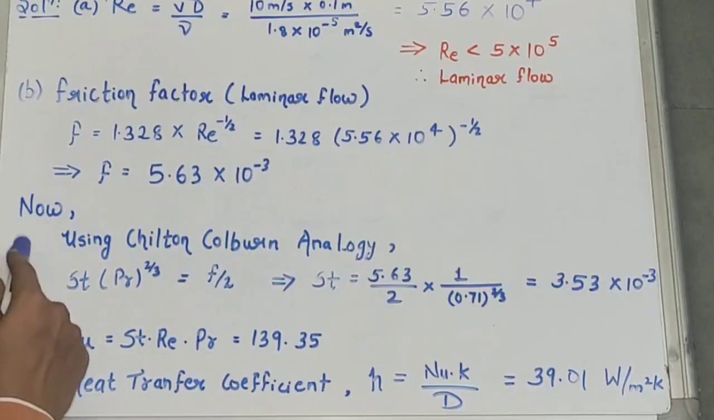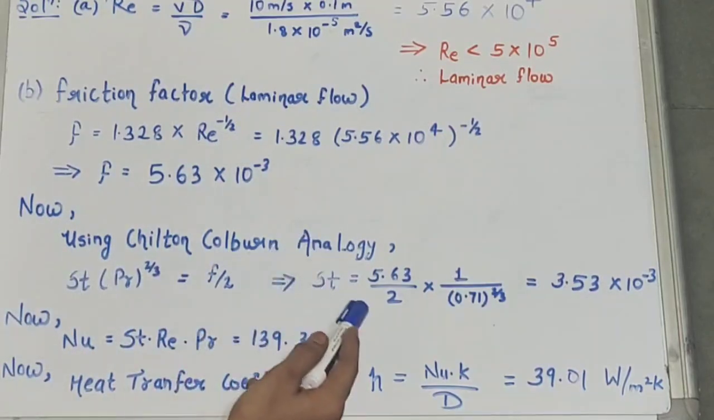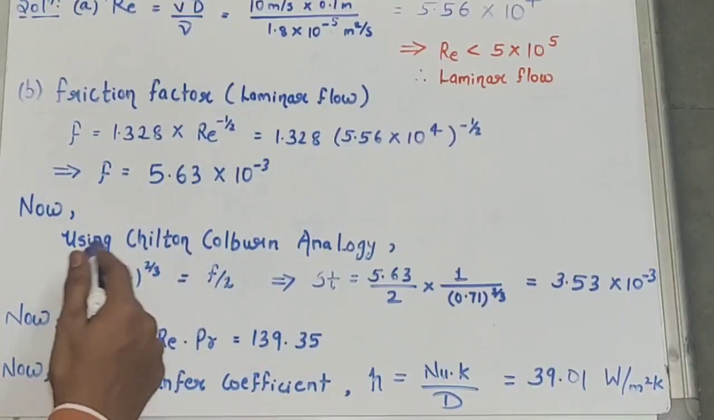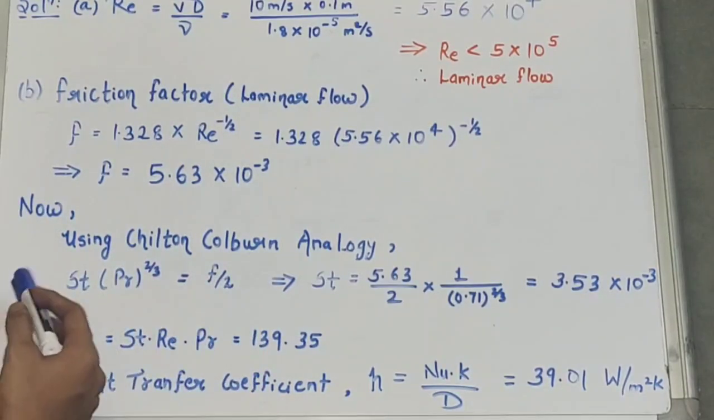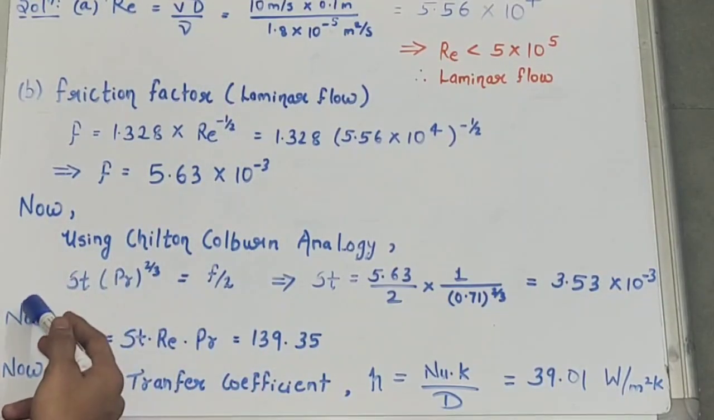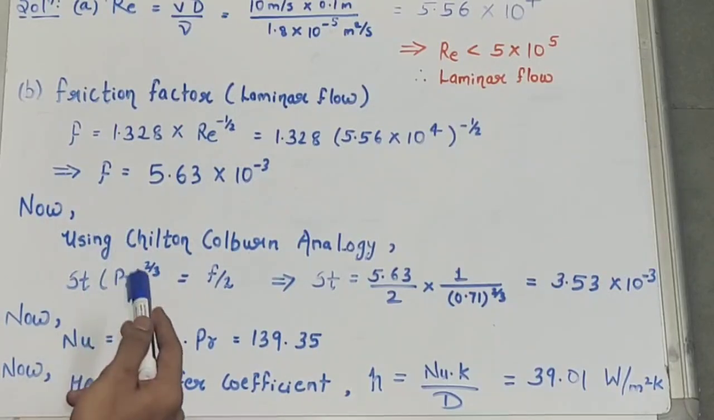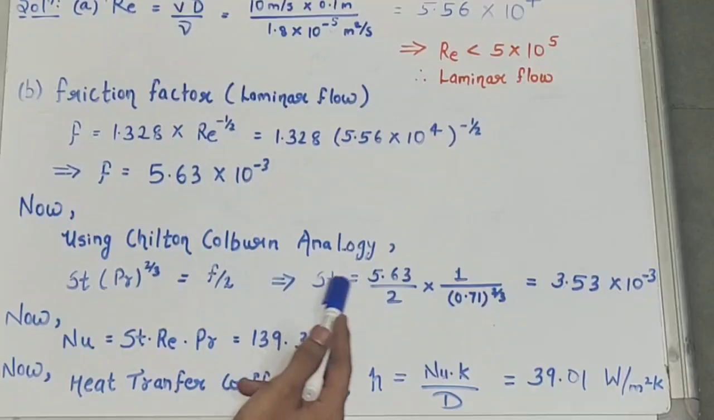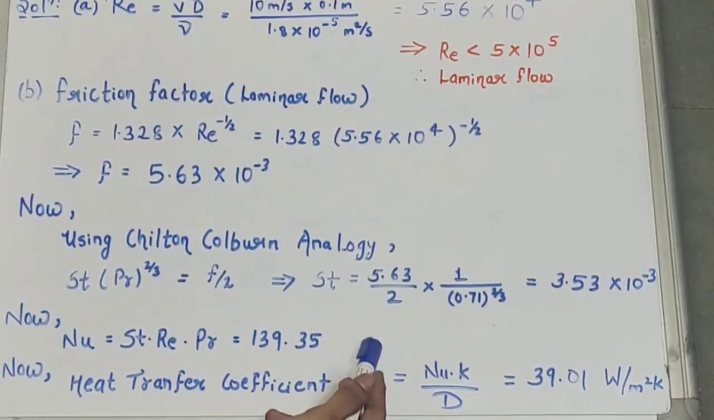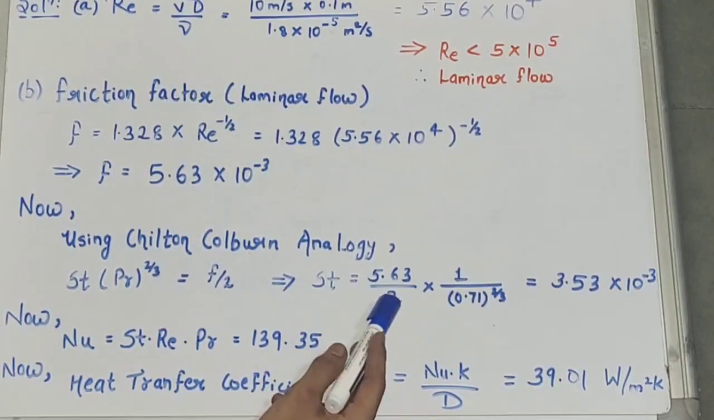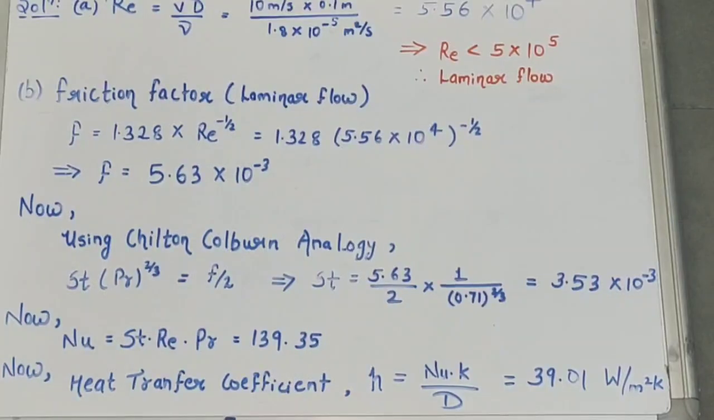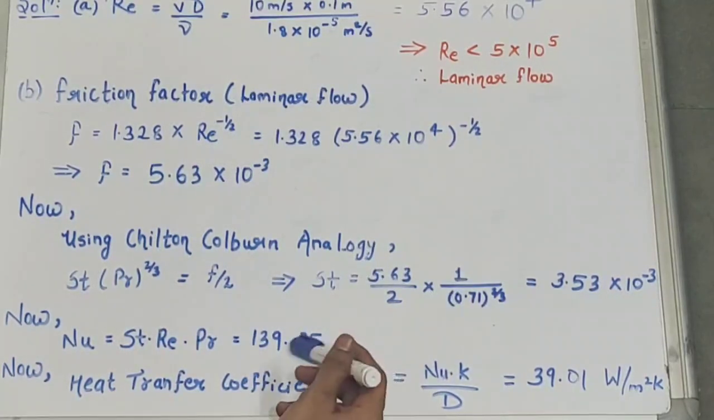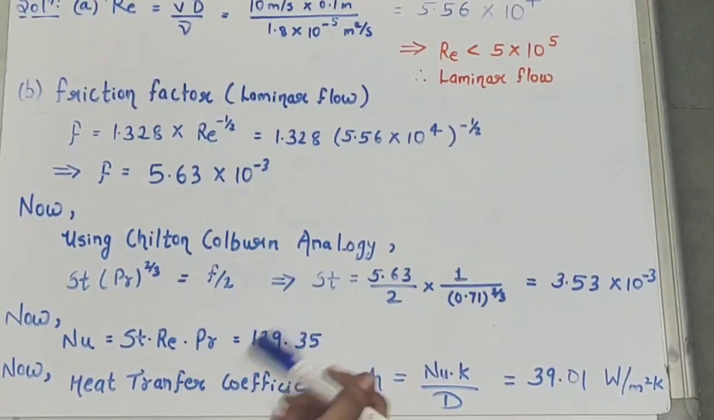Now, using Chilton-Colburn analogy, we know this relation of friction factor, Stanton number and Prandtl number, which is given as f by 2 is equal to Stanton number into Prandtl number to the power 2 by 3. Substituting all the values, we get Stanton number as 5.63 divided by 2 multiplied by 1 divided by 0.71 to the power 2 by 3. After calculating this, we get Stanton number as 3.53 into 10 to the power minus 3.